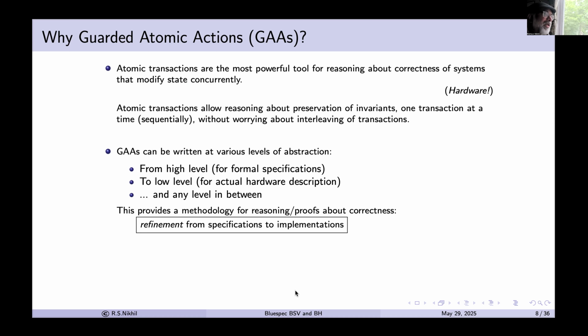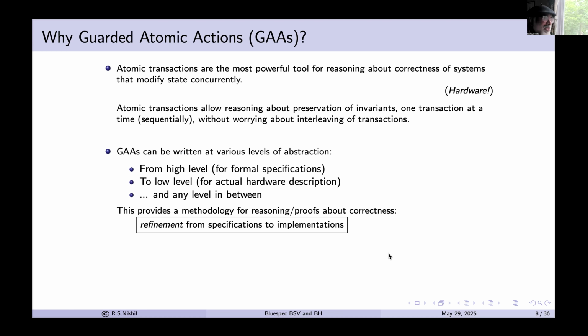The moment you say that the transactions are atomic, then you can think of them one transaction at a time. That is, you don't have to worry about interleavings anymore. So you can look at individual rules and ask about individual rules: are they preserving correctness before the rule and after the rule? If I was in a correct state, will I remain in a correct state at the end of it? So this is the extremely powerful nature of atomic transactions, and this is what we're exploiting in GAAs.